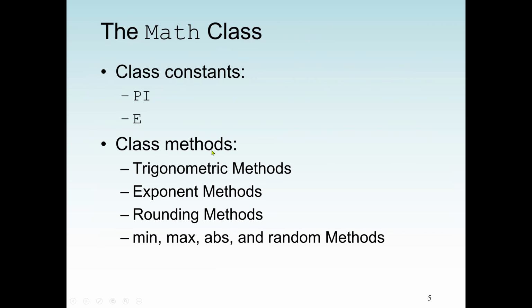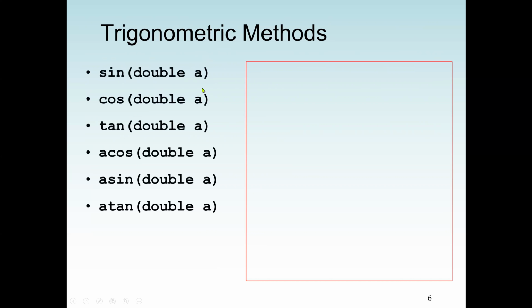The next part will be the class methods. In Java, we have the trigonometry methods. We also have the exponent methods. We also have the rounding methods, and the min, max, absolute, and random methods. We shall go through each of these. First we start with the trigonometry methods.